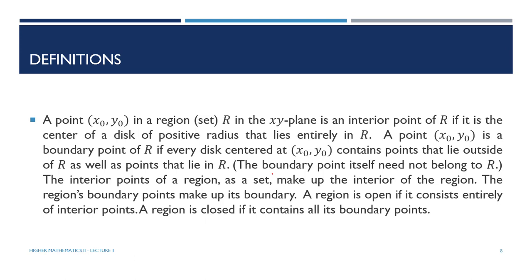The interior points of a region as a set make up the interior of the region. The region's boundary points make up its boundary. A region is open if it consists entirely of interior points. A region is closed if it contains all its boundary points.